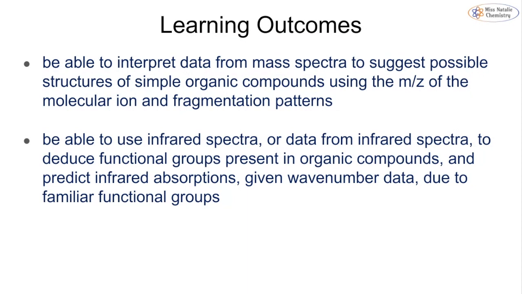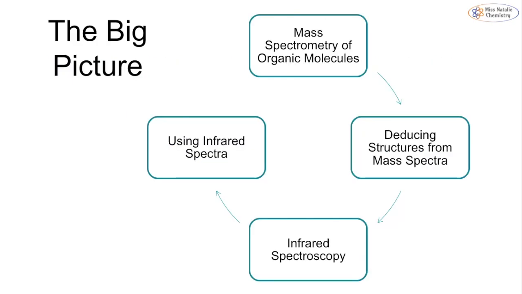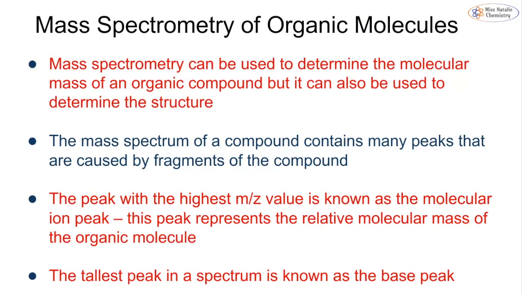We're also going to be using infrared spectra in order to determine the functional groups that are present, or to be able to predict the infrared absorptions or give wave number data depending on what functional groups are present. So let's start off by looking at the mass spectrometry of organic molecules.